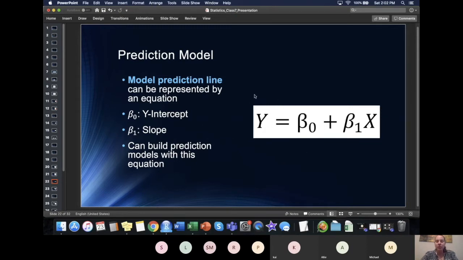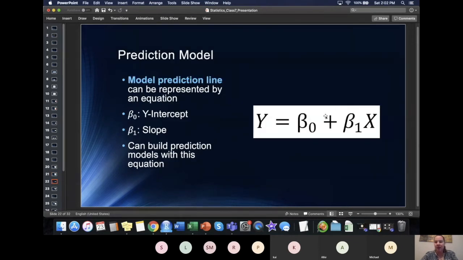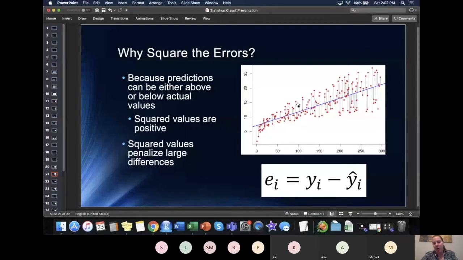This is our response variable, and it equals this. This is our prediction model. This is our y-intercept, where the line crosses the y-axis, plus the slope times x. The slope looks at how steep our line is, so a steeper line up here is going to have a higher slope than this line.